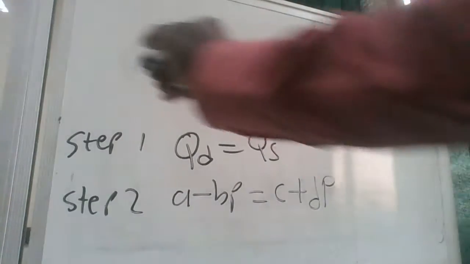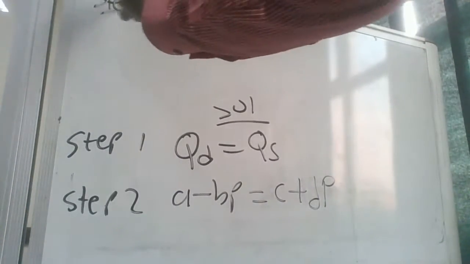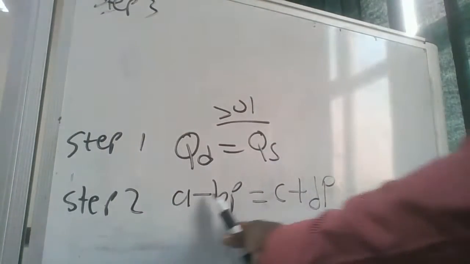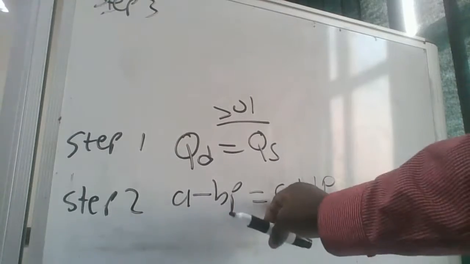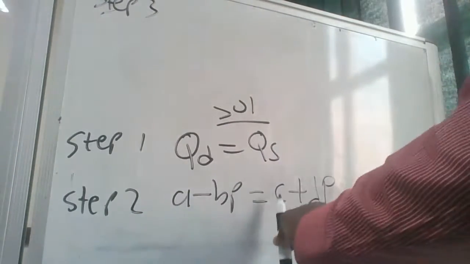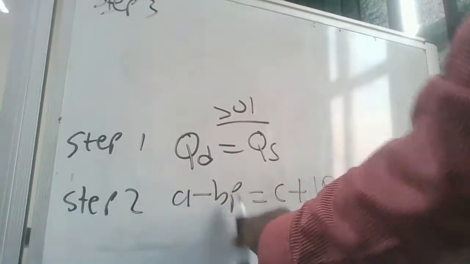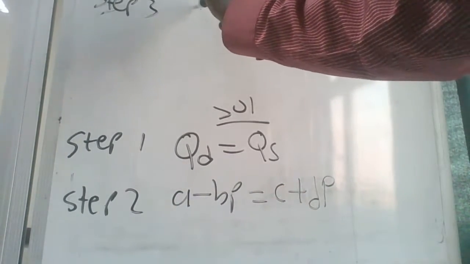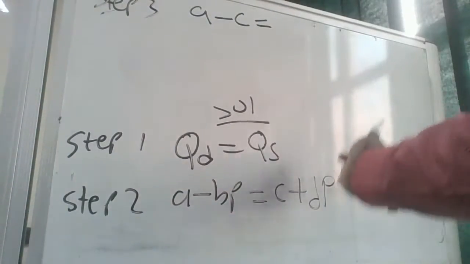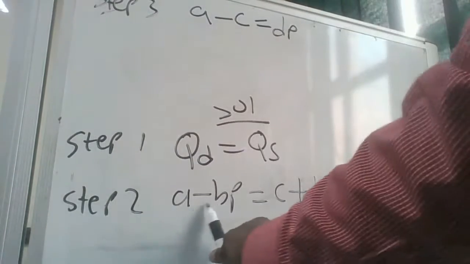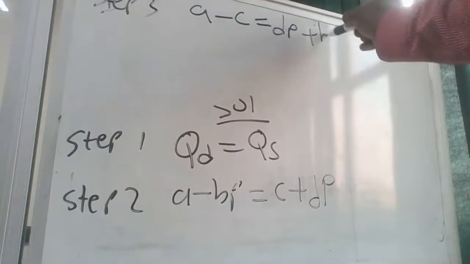Okay, so step number 3. Step 3 will be to rearrange this equation. We want to make P subject of the formula, so we can take C across. If C, this side which is positive, comes on this side, it will become negative. So this means that we will have A minus C, and this will be equal to, remember we've remained with DP, and then this negative BP will cross to the other side. It will become plus BP.